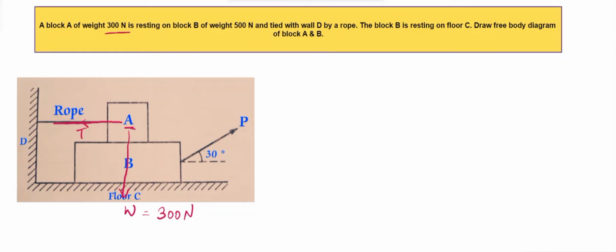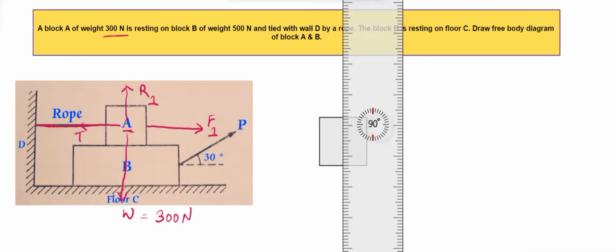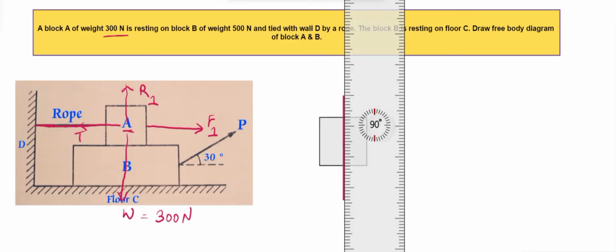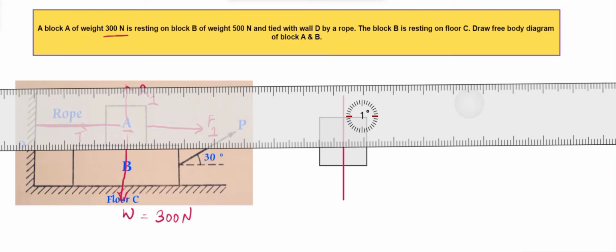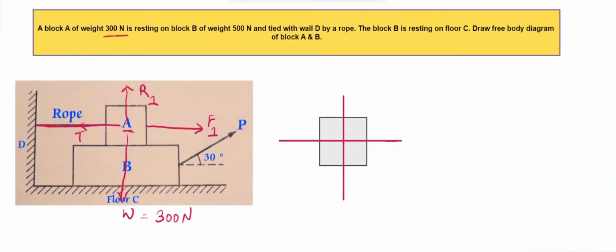Rope will try to pull it towards its side. So in the opposite direction, friction will be acting, which we'll call F1. And in the upward direction, reaction will act, which is R1. Now we'll just draw a rectangle like this, then draw a horizontal line and a vertical line in order to show the forces.